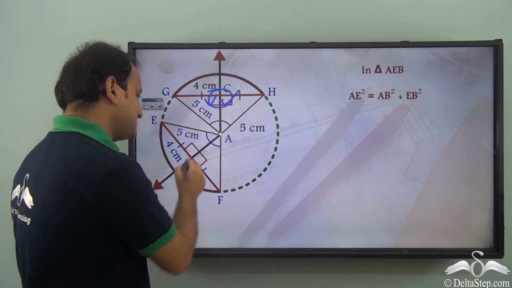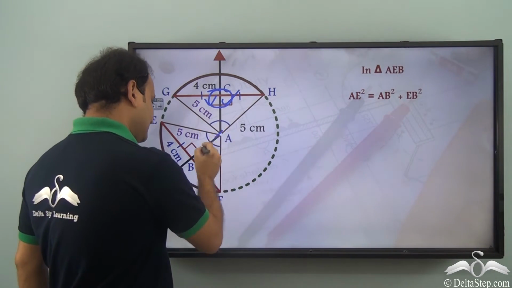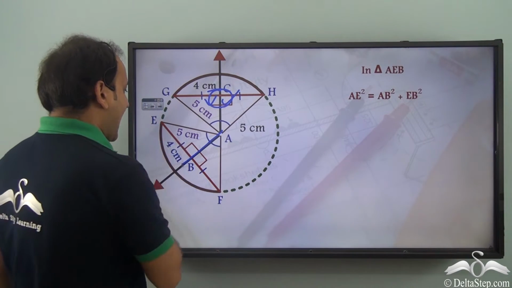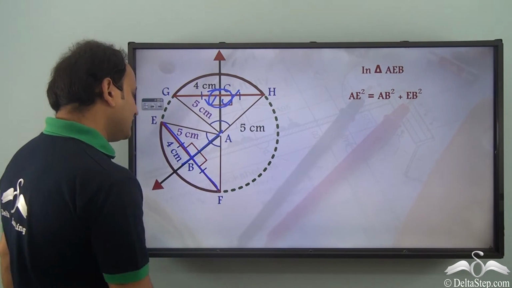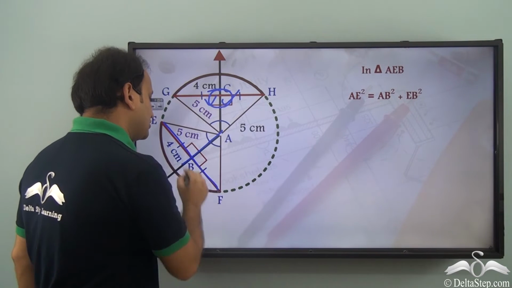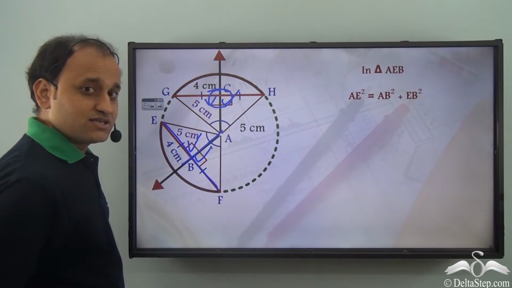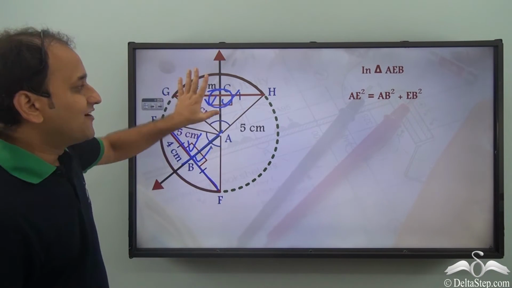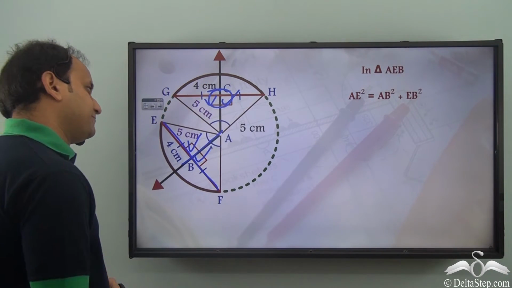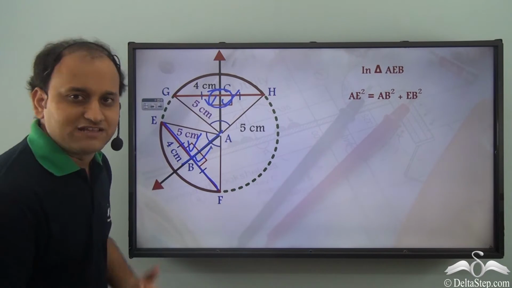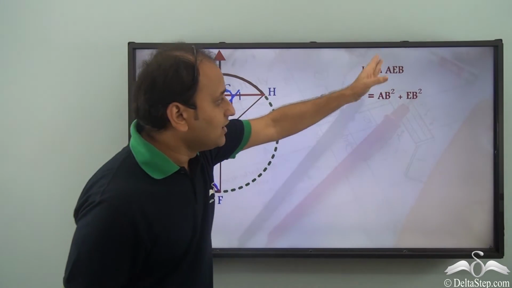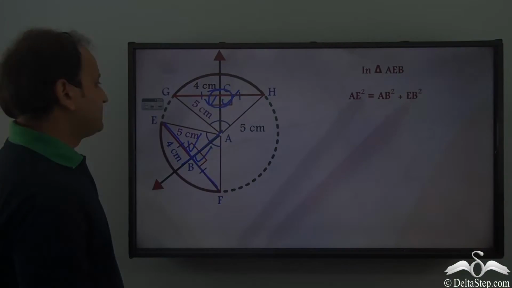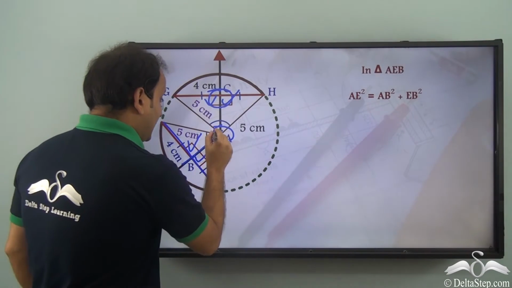Similarly, even in this, what do we see? This is a bisector and it bisects this particular chord. So it will be perpendicular to the chord. So even these two angles will be 90 degrees. So we have right angled triangles here. So let's consider one of these triangles, that is triangle AEB. So we have triangle AEB.